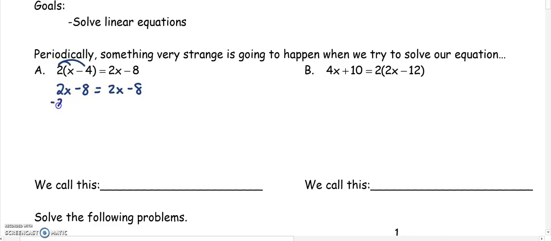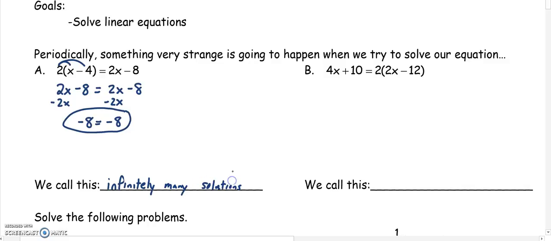So I'm going to subtract 2x from both sides, which means that my variables cancel out. I'm left with negative 8 equals negative 8. Now, there's no more variables, but this is a true statement. Whenever you get a true statement, this is called infinitely many solutions. It means that no matter what value you put in for x, the equations are going to be balanced on both sides and equal each other always.